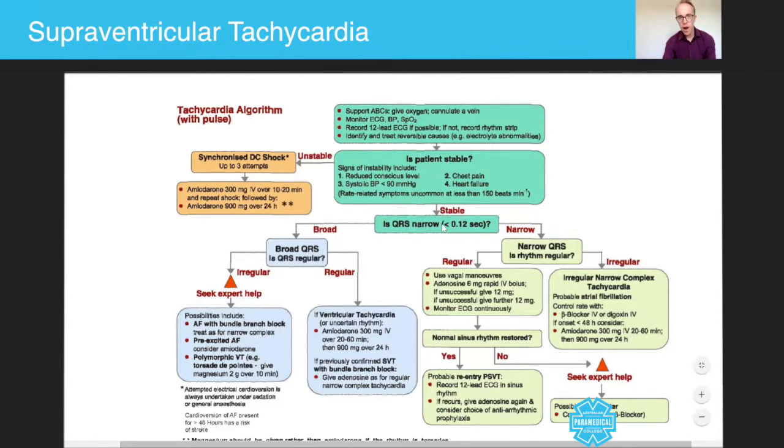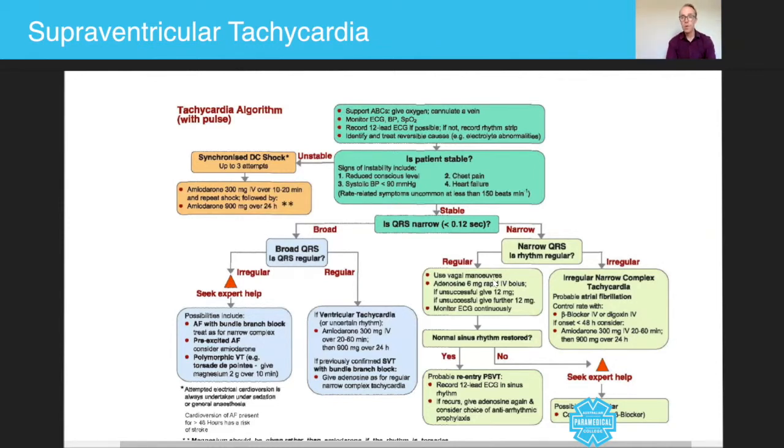Then you look at the QRS complex on the ECG. Is it narrow? If it is, you come down here. If it's not, if it's broad, you go down here. And again, we're not going to talk about this part here. If it's narrow and it's regular, in other words, the distance between the intervals is regular, then you can use a vagal maneuver. And that's what we get into in this session.